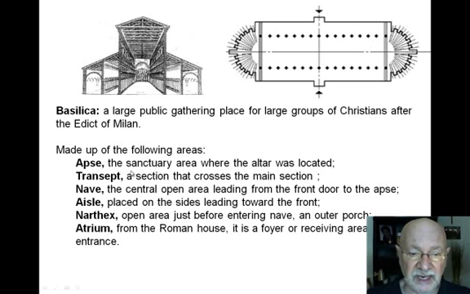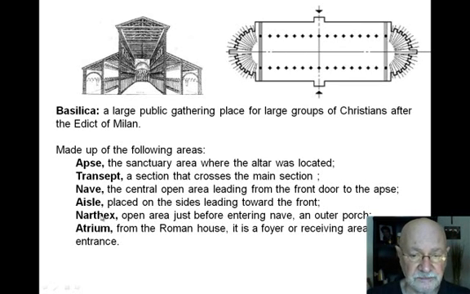All right. There's also a transept, which is a section that crosses the main section. Perhaps this might be called a transept. Most transepts became closer and closer to the apse, so that the entire form became like a cross. Then there is a nave. This is the central open area leading from the front door to the apse. This is the nave. There is an aisle. They're placed on the sides leading toward the front. You see one aisle here on this aerial view and one aisle there. Here you see this cutaway. There are 2 aisles.